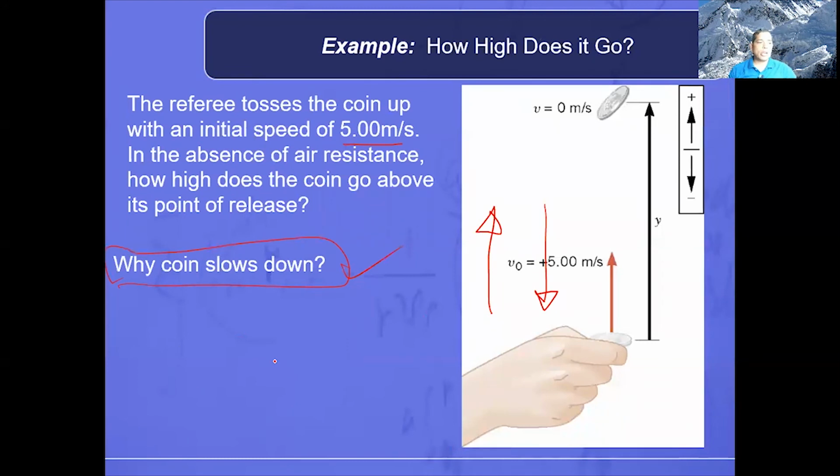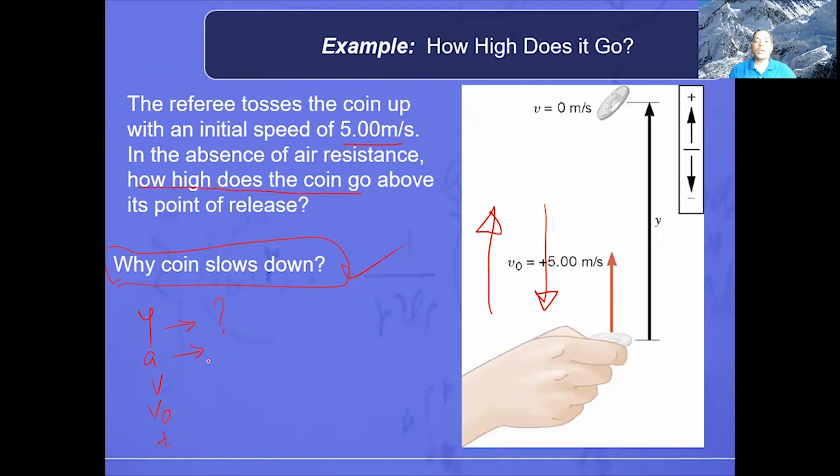Now let's go to the main question here. The referee tosses the coin up with an initial speed. Let's say, what are the parameters we need? We have 5: a, y, v, v0, and t. What is my y? Do you know? We don't know. That's the thing we need to figure out. How high does the coin go? That's the thing we need to figure out.